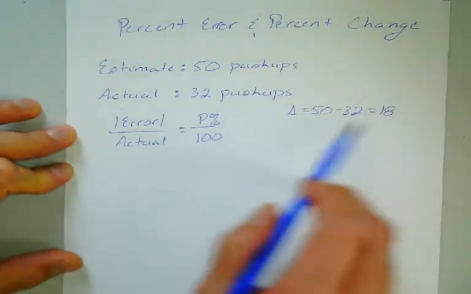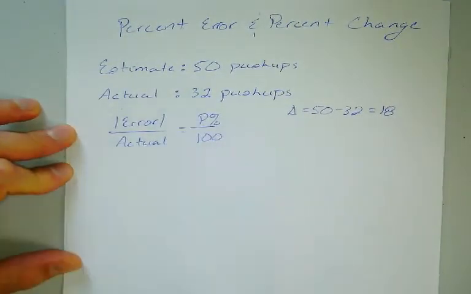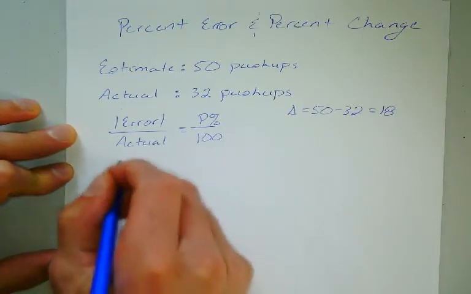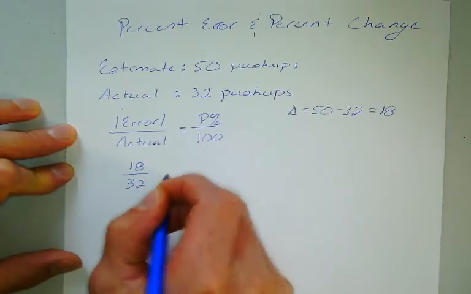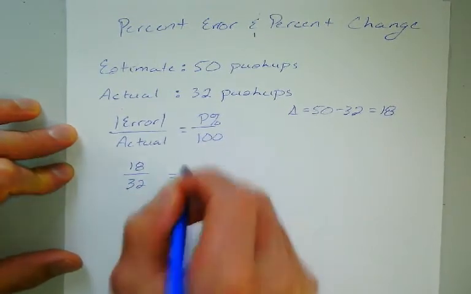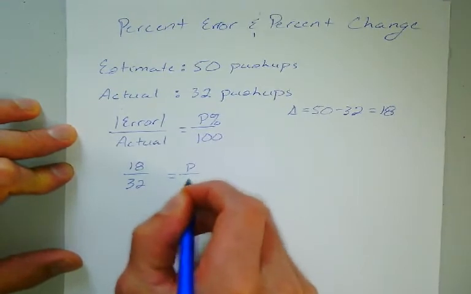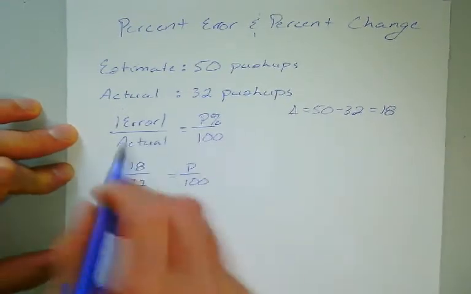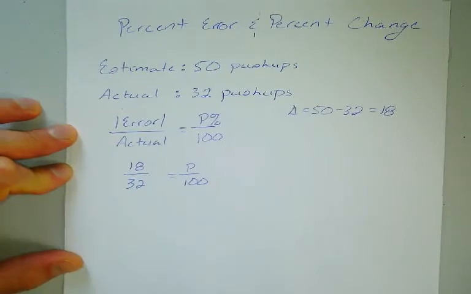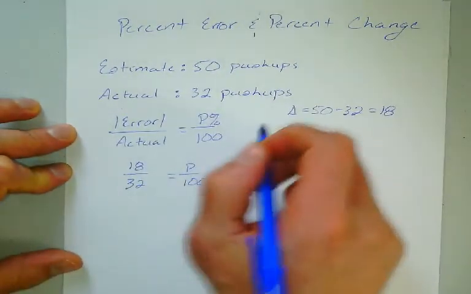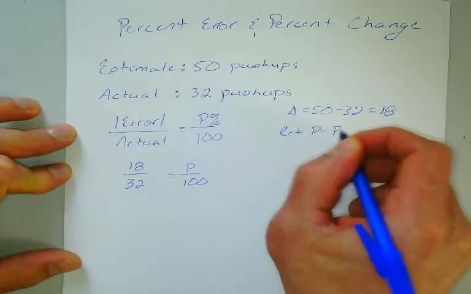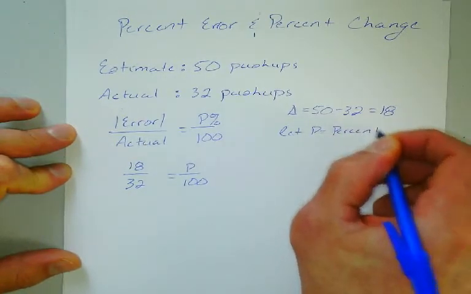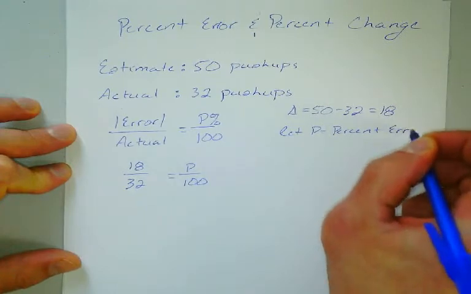Now the actual push-ups was 32. So the left half of my percent proportion is going to be 18 for my error, all over 32, which is the actual. And that's going to equal my percent, which I don't know, all over 100. I always like to do let statements. So let's do a let statement over here. Let P equal percent error. That's almost always our first step.